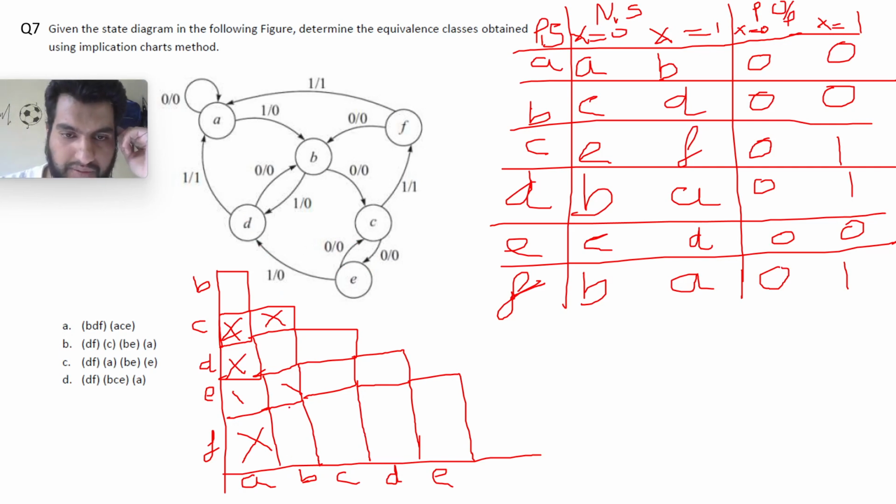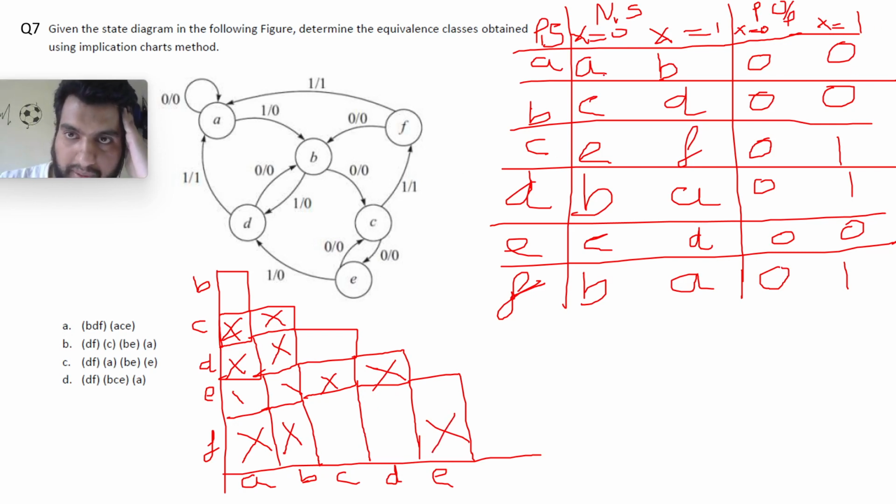Okay, so I have to check D and B. D and B outputs are different. D and E have same outputs. Then D and F have different outputs, mark cross. Then C and D have same outputs, let's keep it as it is. C and E have different outputs, mark cross. C and F have same outputs. Then E and D have different outputs, marked with cross, and E has different outputs with F, marked with cross.